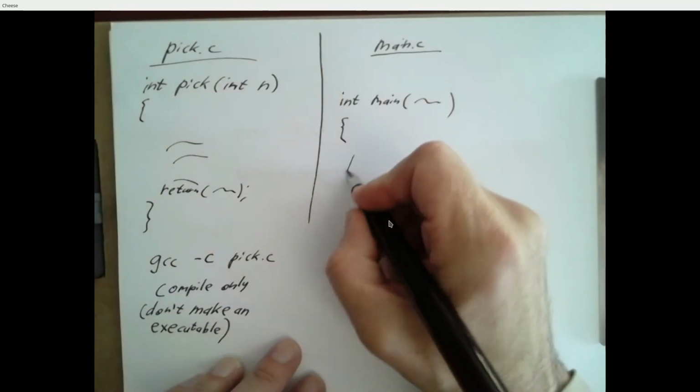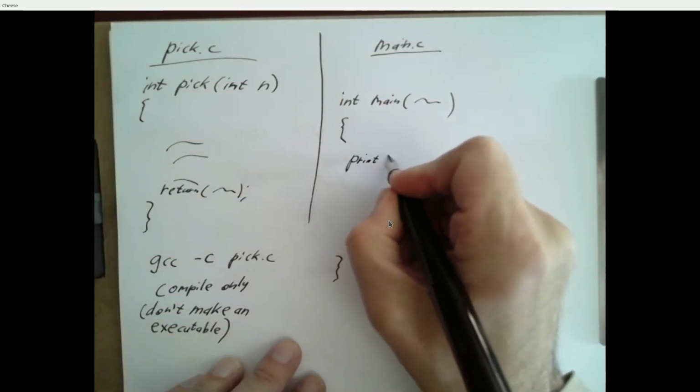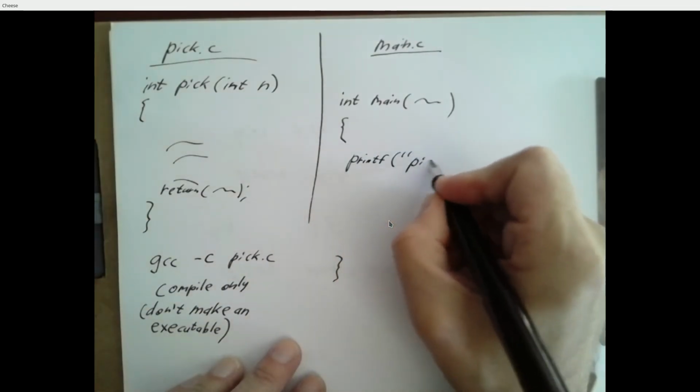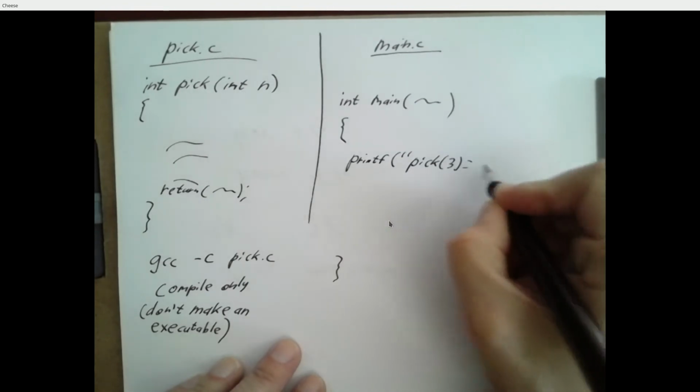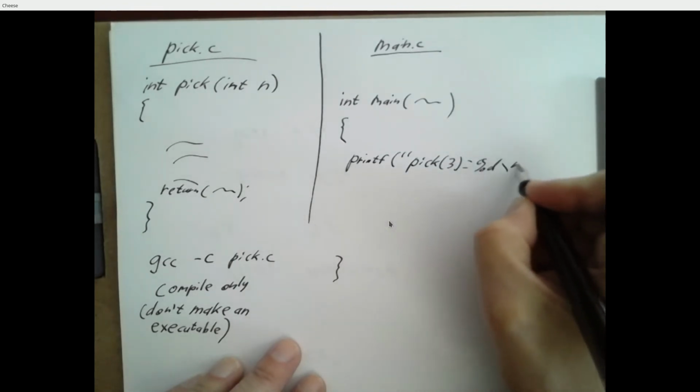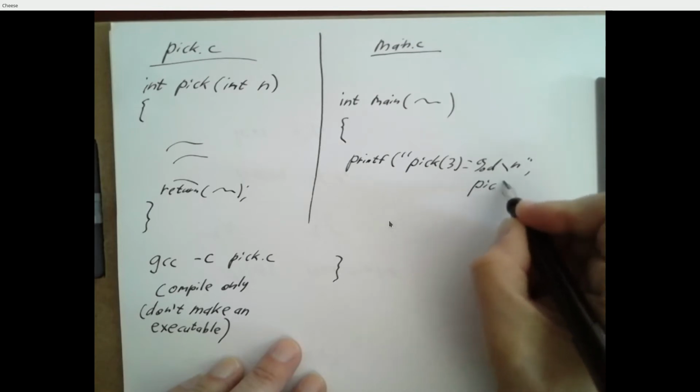Here's the easiest way to test pick. Something like this, printf, pick with an argument of 3 equals %d, comma, pick(3).